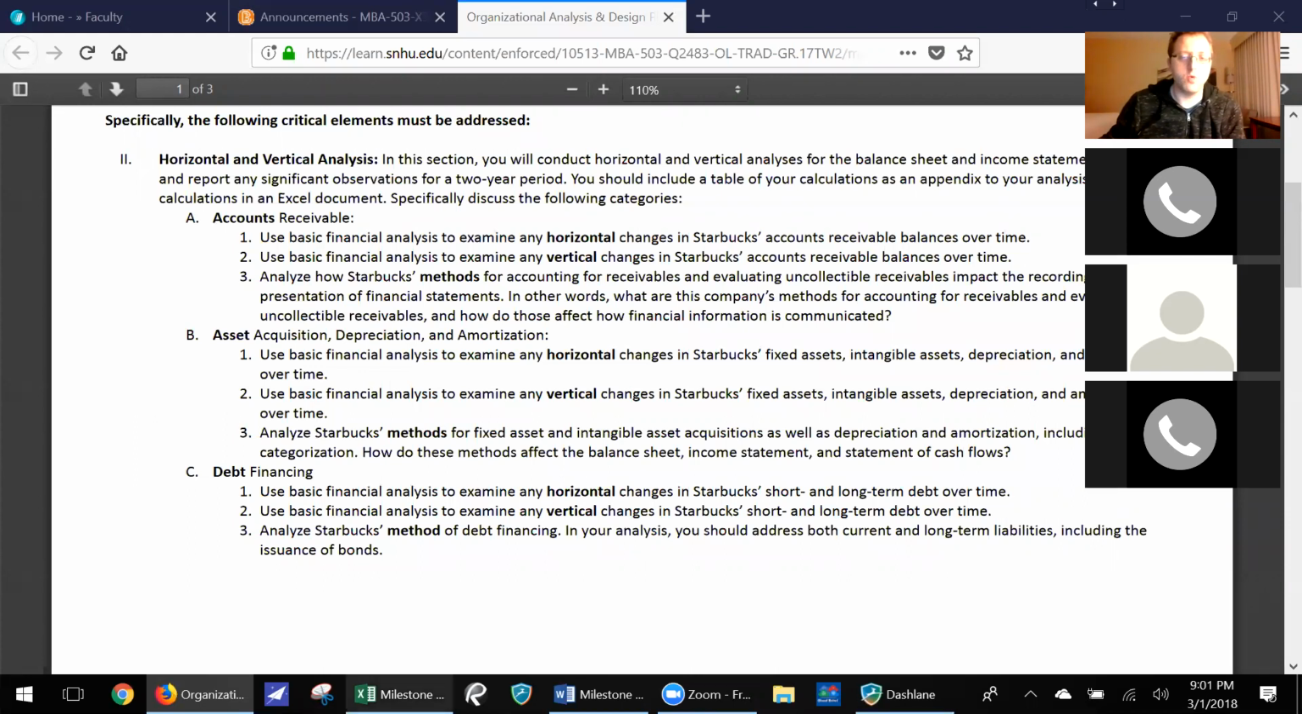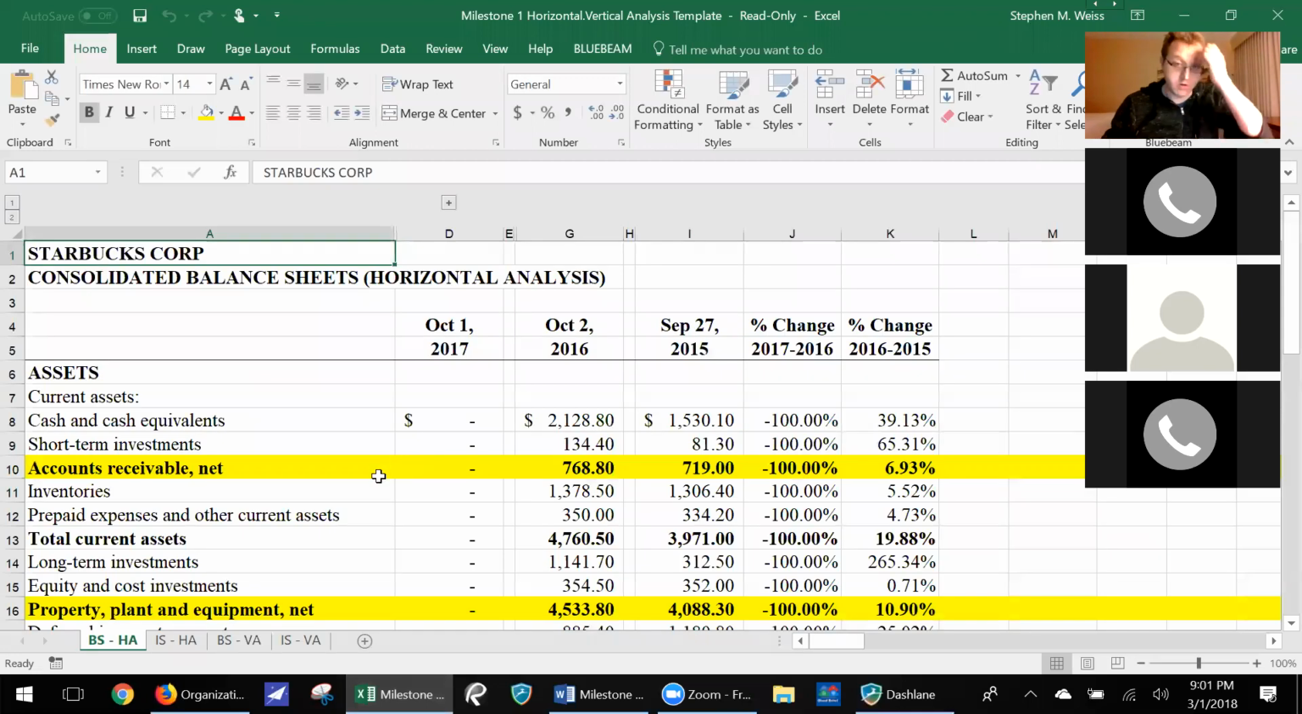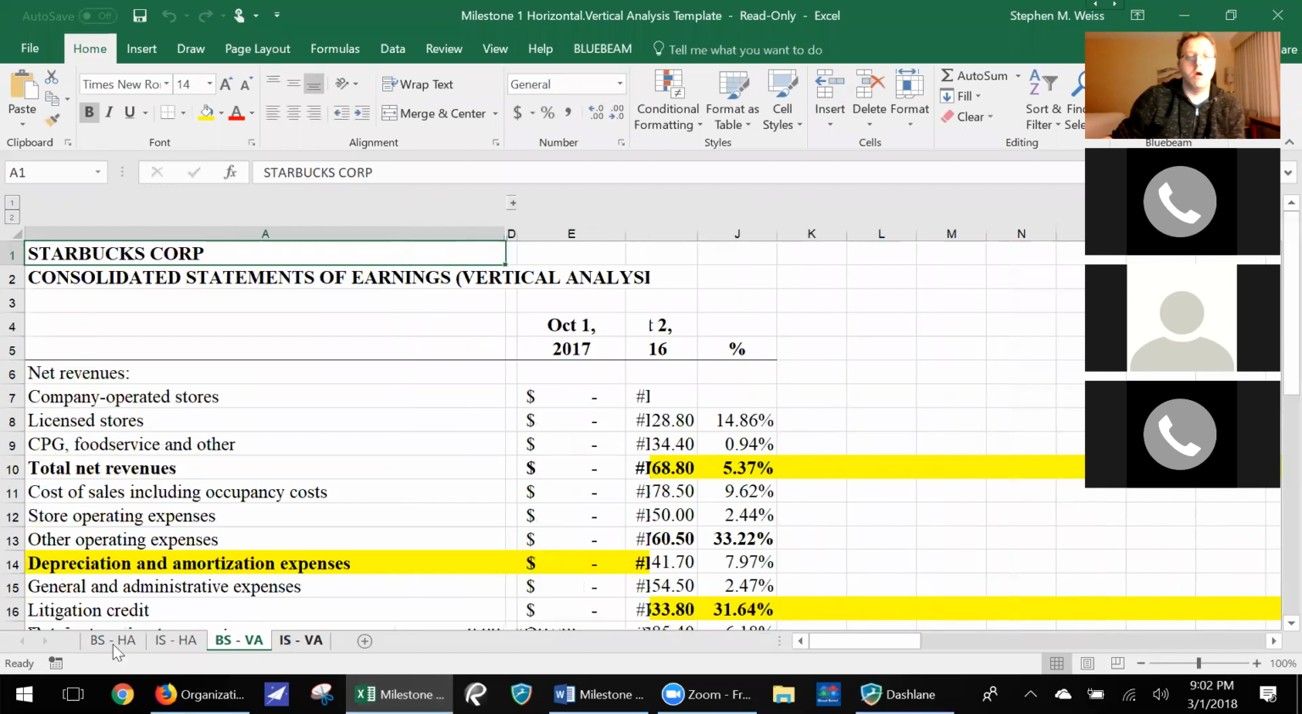Let's just show you what the spreadsheet looks like here. So hopefully everyone was able to at least take a gander at this Excel spreadsheet to see what actually is going on. The hard part that most students have a lot of trouble with is the horizontal analysis, the HA tabs for both the balance sheet and income statement. The items highlighted on each of these tabs are really the items that you need to focus on.